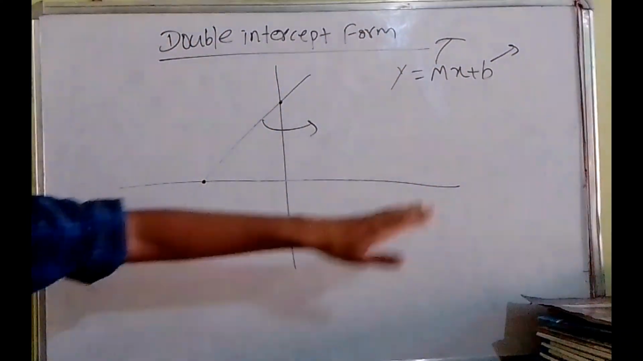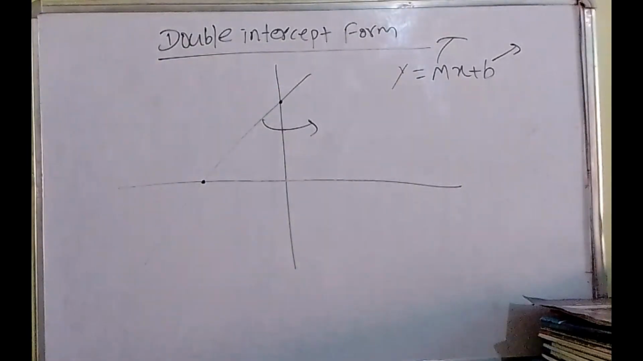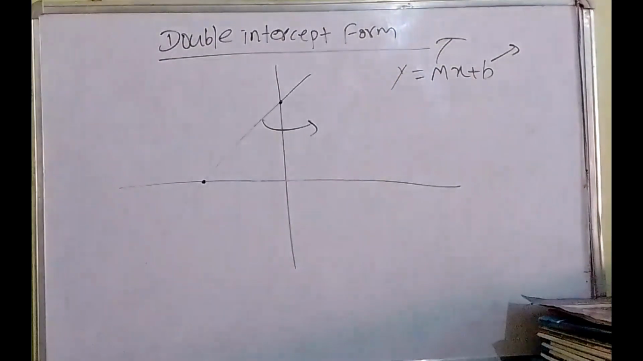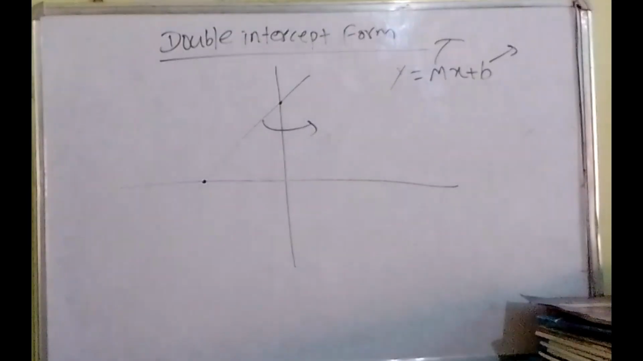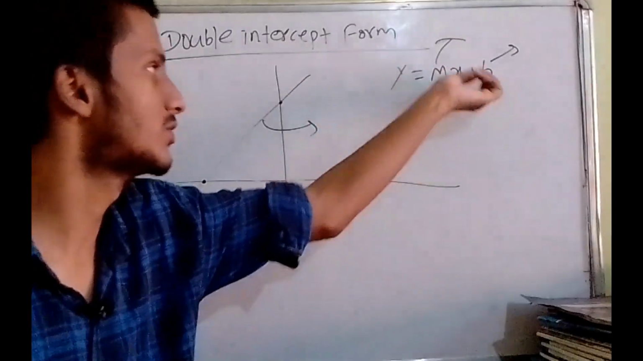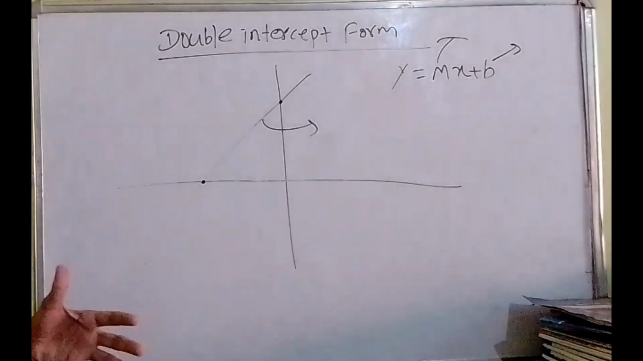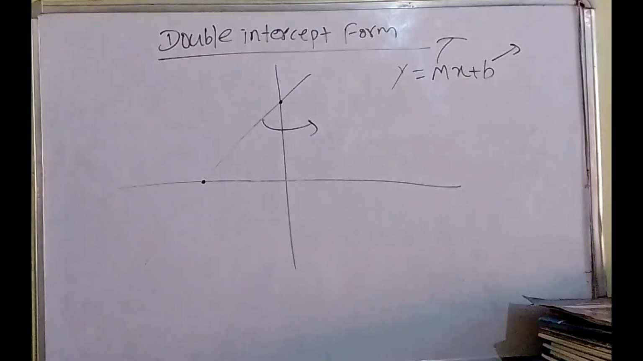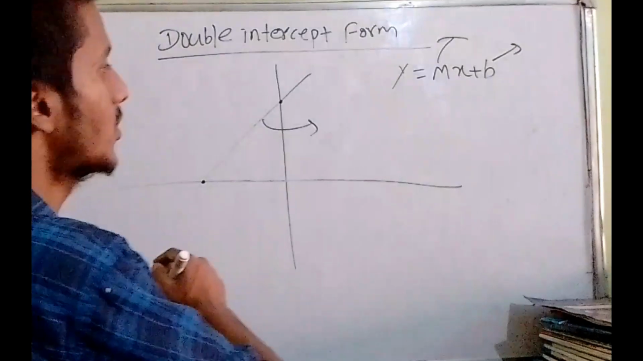You will find the m using these two given points, because you are able to find the slope using two points, and the two points are already given as the intercepts. So find the m, then use the same b here, do manipulation, and you will have the double intercept form. That is one way to do it.